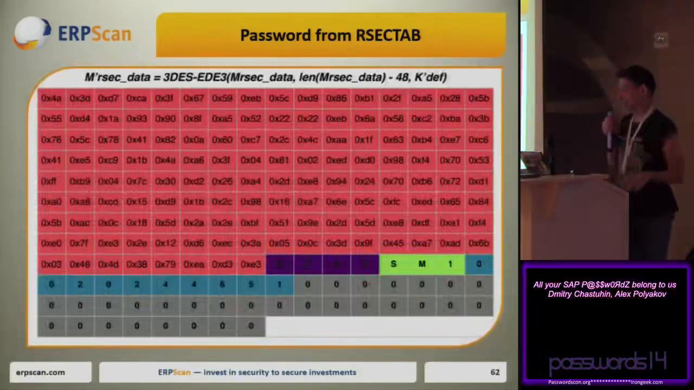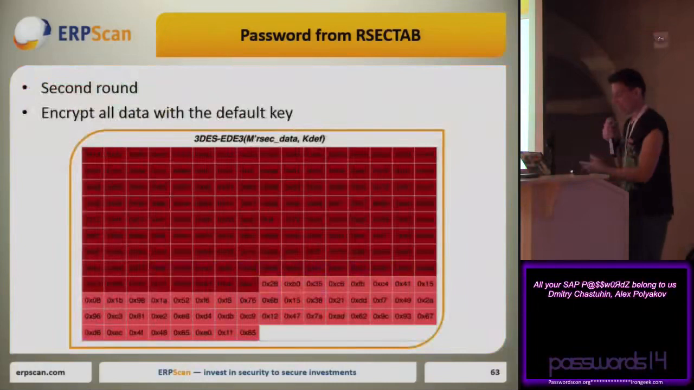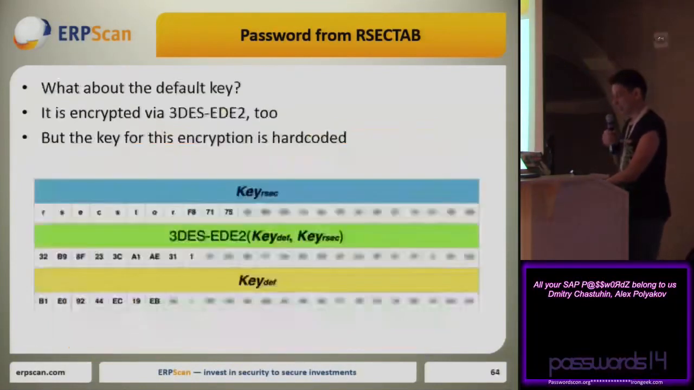So after the first round, we get this picture: the bigger part of the data is already encrypted, but the part which is used for generating the first key is still in clear text. That's why we have a second round of encryption. As the key, SAP uses the default key value, and as a result, after the second round, we get encrypted data. And all this data is placed in the SAP table RSECTAB.